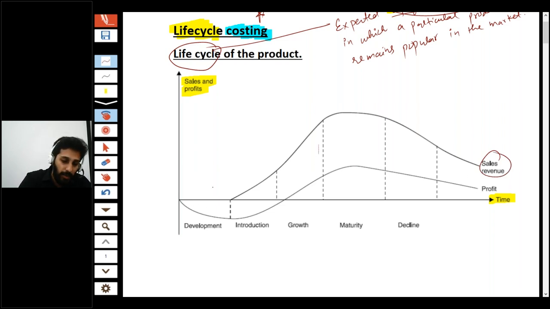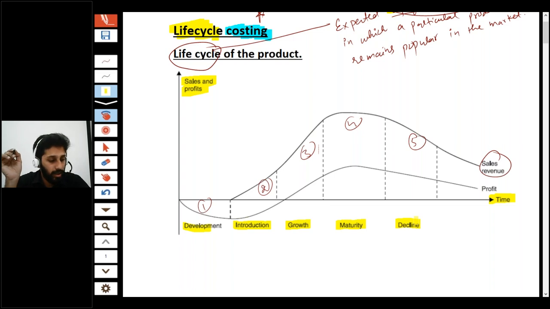This is the stage of development. Number one, number two, number three, number four, and number five. This is development, introduction, growth, maturity, and decline. Introduction, growth, maturity, decline. In the development stage, there is no profit.